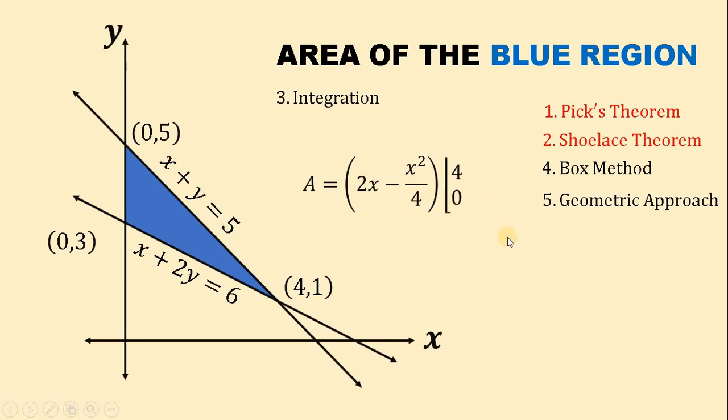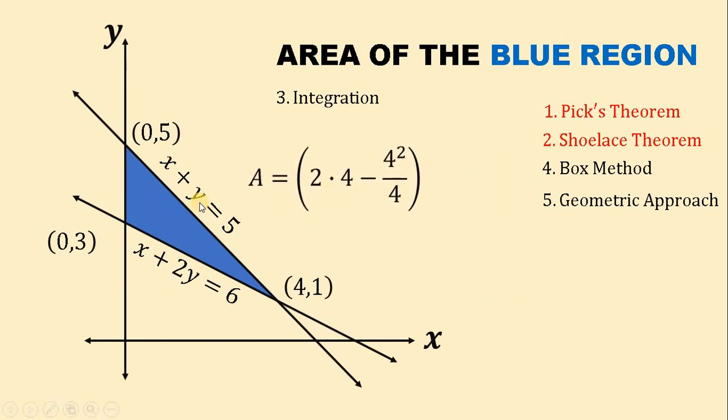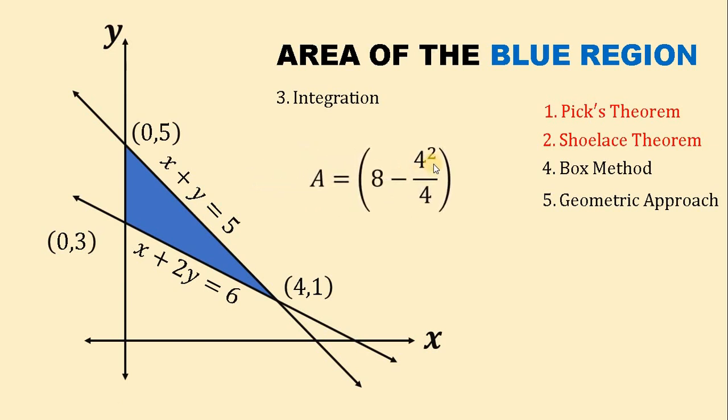Now let's evaluate this integral. This will give us 2 times 4 minus 4 squared over 4, minus 2 times 0 minus 0 squared over 4. Now 2 times 0 minus 0 squared over 4, this is just 0. So this will give us the area of this region must be 2 times 4 minus 4 squared over 4. Now 2 times 4 is 8. 4 squared is 16. 16 divided by 4 is 4. So 8 minus 4 definitely will give us 4. Therefore, again, we get the same result, which is 4 square units.